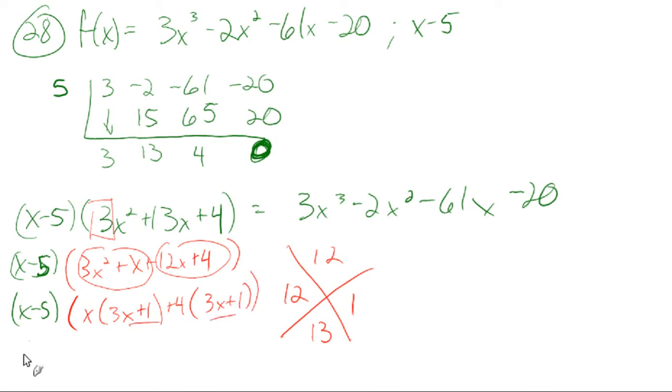And we get x minus 5 times 3x plus 1, that's that common factor that we're taking out, times x plus 4. Right, and we're factored. Everything is factored all the way. We found the other two factors. They are 3x plus 1 and x plus 4. And now we move on to zeros.